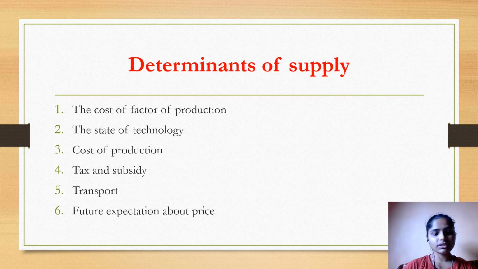Then sixth one is the future expectation about price. If prices are expected to rise in the near future, the producer may withhold the stock. This will reduce the supply and vice versa.